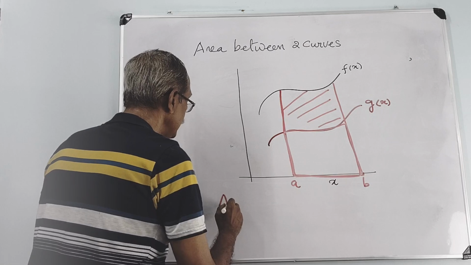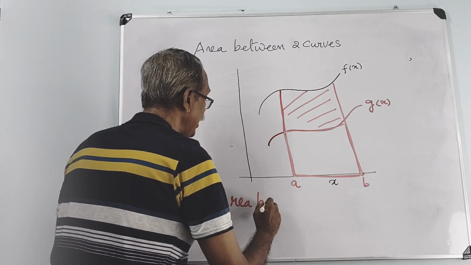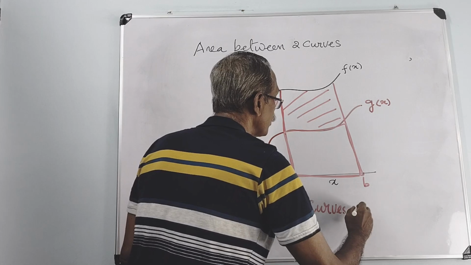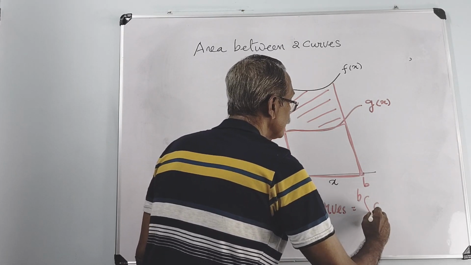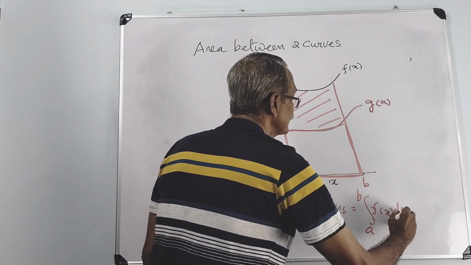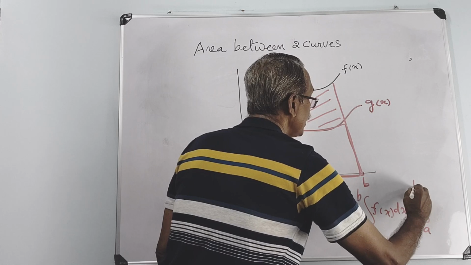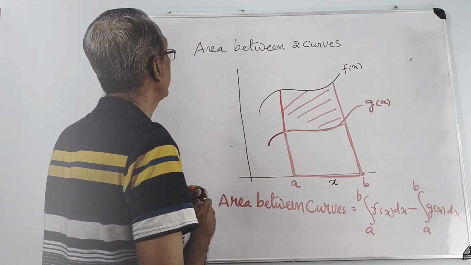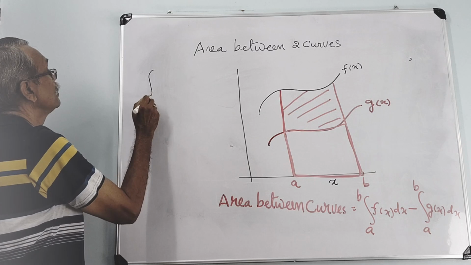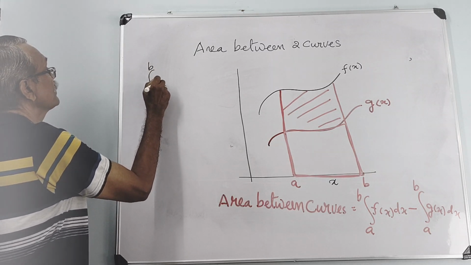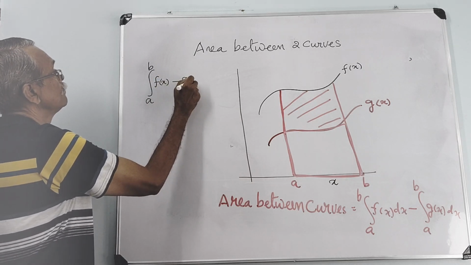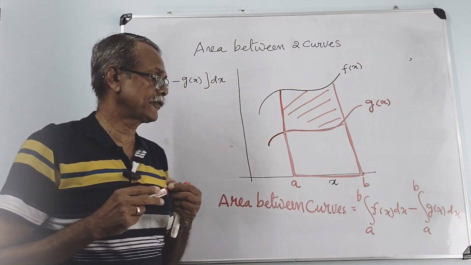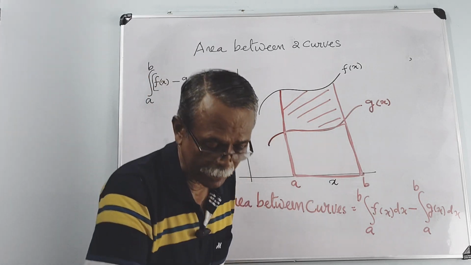Therefore, the area between curves is equal to the integral from a to b of f(x) dx minus the integral from a to b of g(x) dx. This can be written in a compact form as the integral from a to b of f(x) minus g(x) dx. That will be the area between two curves. That is another application, to calculate the area between two curves.